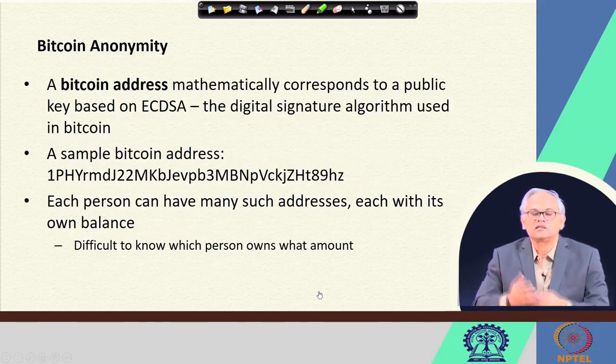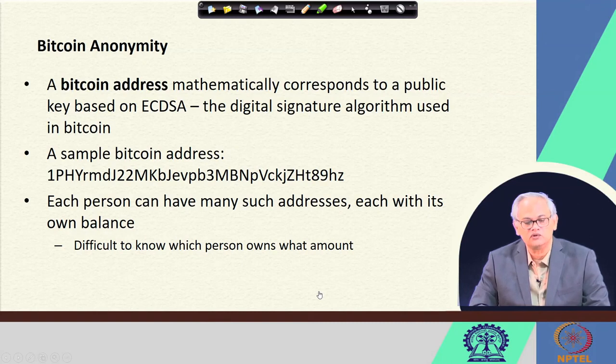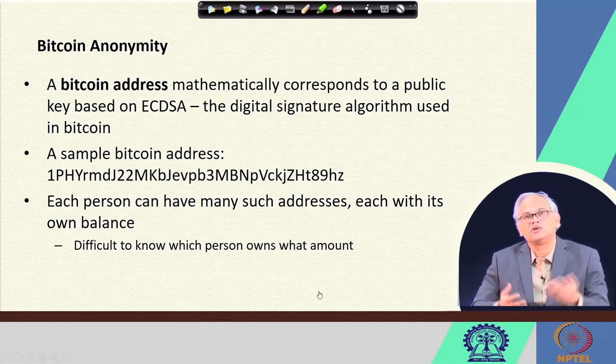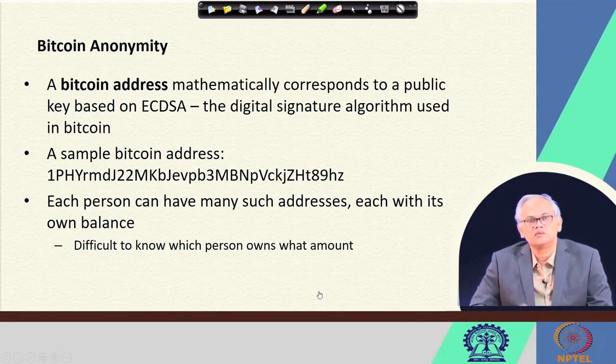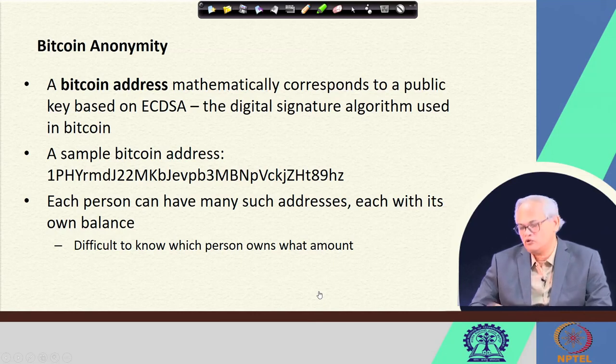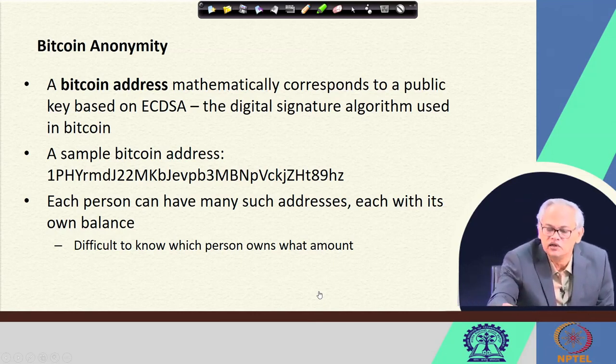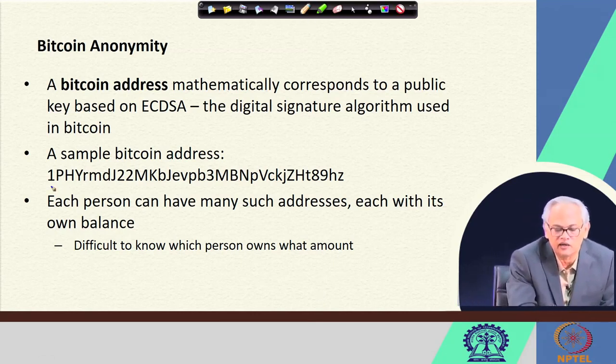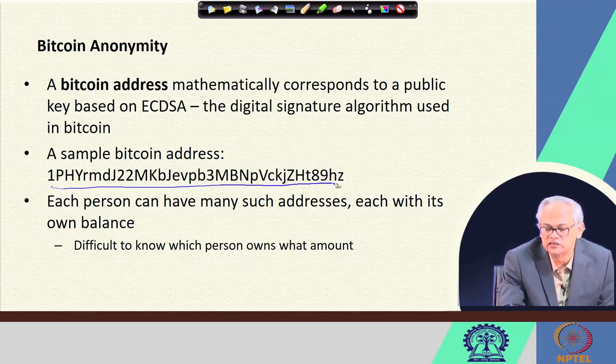So, these addresses, as we said, use the public key generated based on ECDSA, the digital signature algorithm that is used in Bitcoin, and these are some of the Bitcoin address examples. We said the hashes, and you see that it is used with some form of encoding, as is shown here. So, it is not again just those hex numbers.